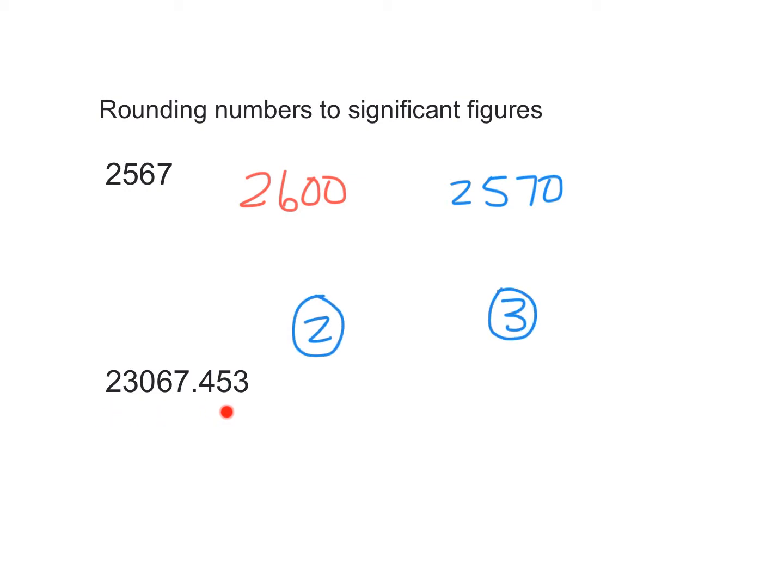Alright, so this number over here, we want to go to 2 significant figures. That's the first 2 there. We look at the third one, we can see it's a 0, so this number is actually going to be 23,000.